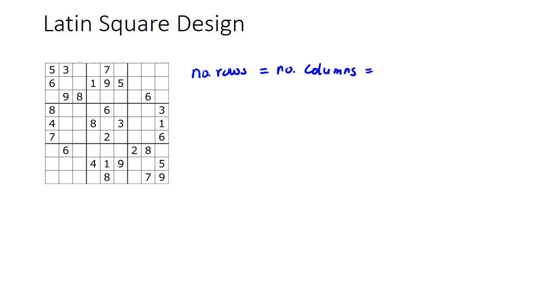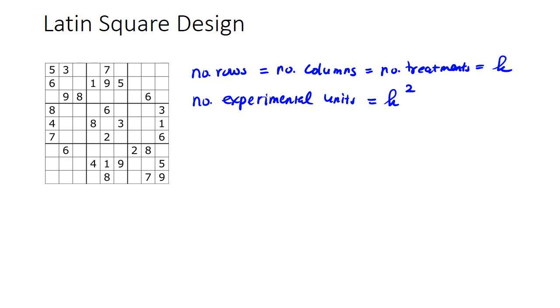And the same as the number of treatments. Each treatment occurs once in each row and once in each column. So, the number of experimental units is the square of the number of treatments. And the number of replications is equal to the number of treatments.